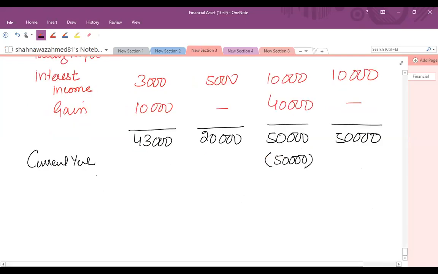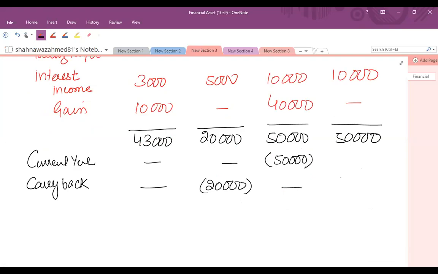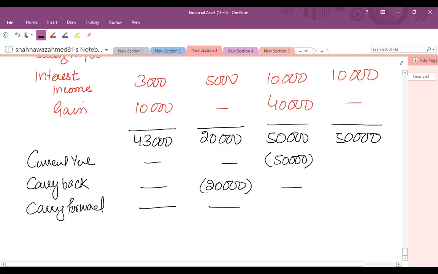Partial offset is not allowed. And then the carryback is 12 months. So under carryback we can offset a maximum of 20,000, and the total loss that is used is 50 plus 20, 70,000. So that leaves the unrelieved loss. Now how can we deal with the unrelieved loss? We can carry it forward against the next year. So it is 30,000 unrelieved loss.